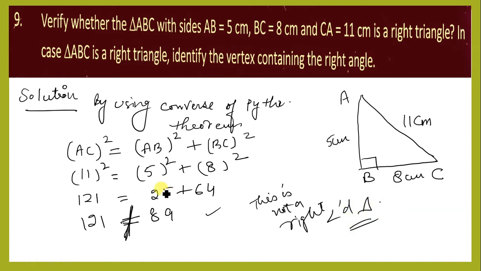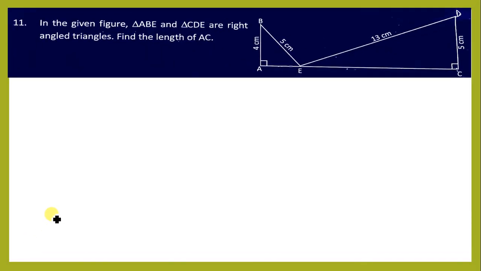Clear? And if it is not, so no need to identify the vertex containing the right angle. Now next, question 11 says, in the given figure, can you see the figure? In this given figure, triangle ABE and CDE are right angled triangles. Find the length of AC.